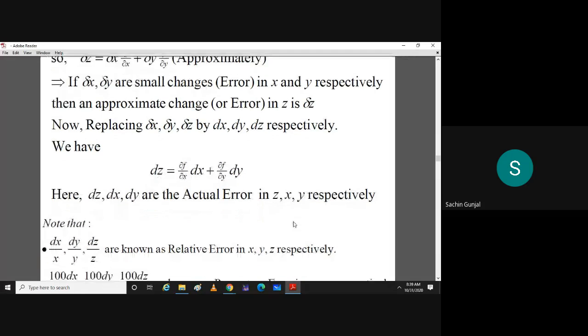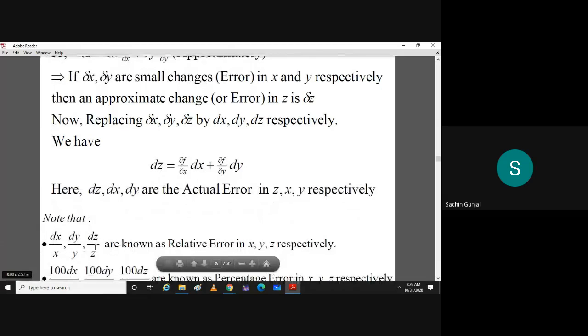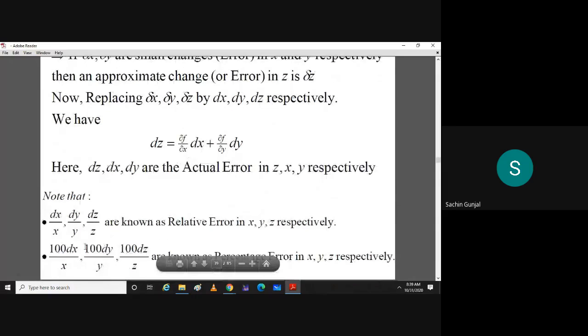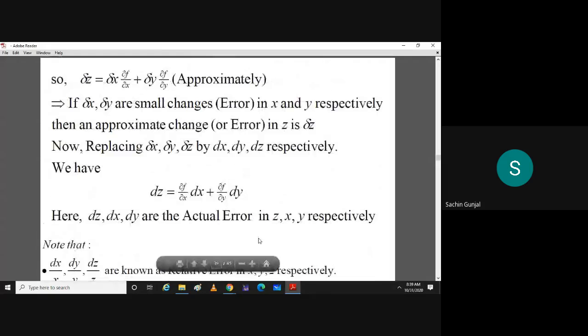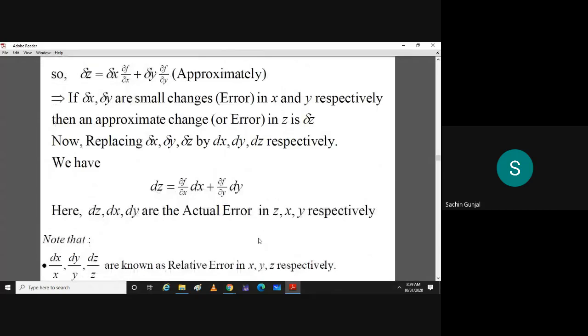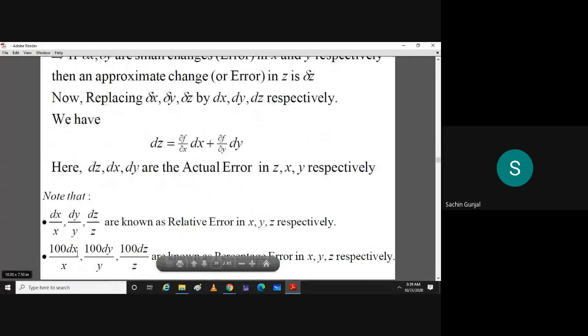Then dx by x, dy by y, dz by z are called relative errors in x, y, z. And if you multiply by 100, so 100 dx by x, 100 dy by y, and 100 dz by z are known as percentage error in x, y, z respectively. Most of the time we will be calculating percentage error in x, y, z, that means 100 dx by x or 100 dy by y. Such terms we will be calculating.